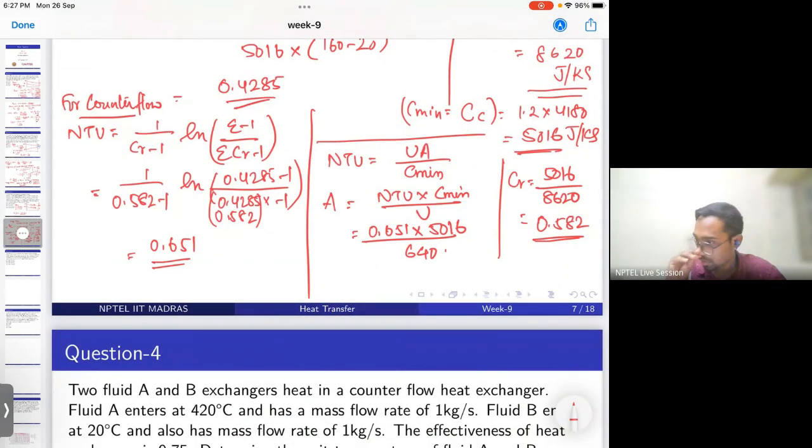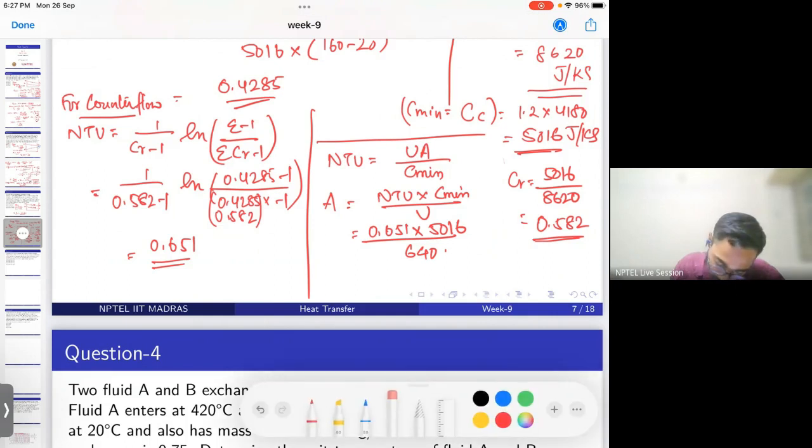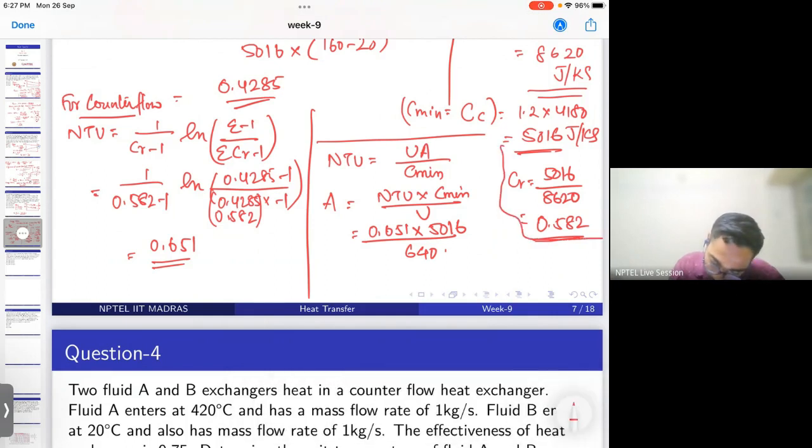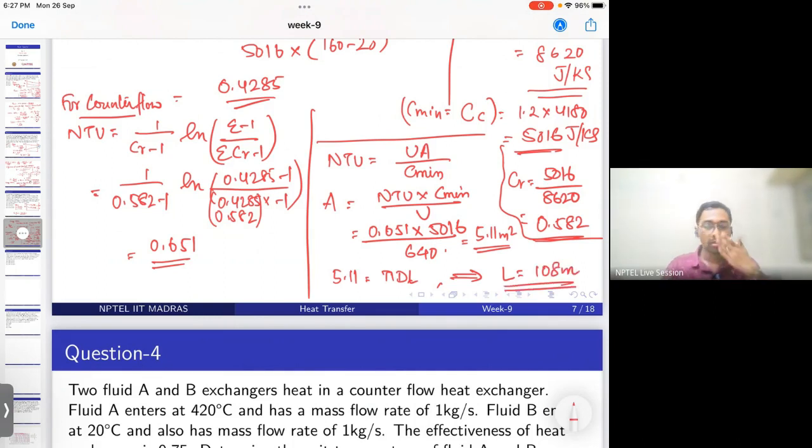Okay. This you will get it as 5.11 meter square. So this is equal to pi DL. So you will get L as 108. So this should be the length of the heat exchanger to achieve this temperature difference under this condition.